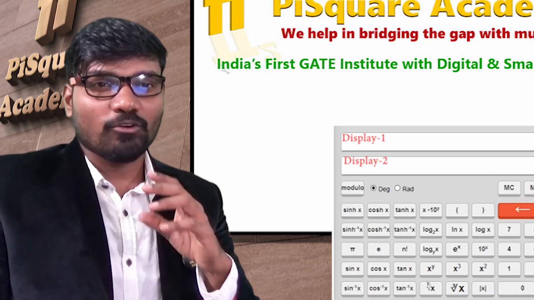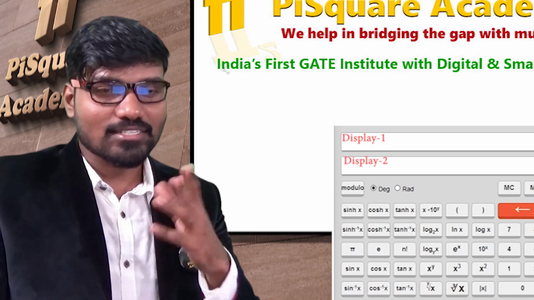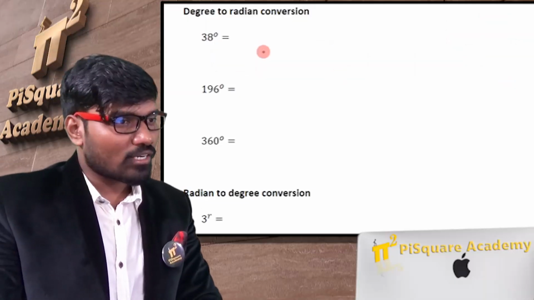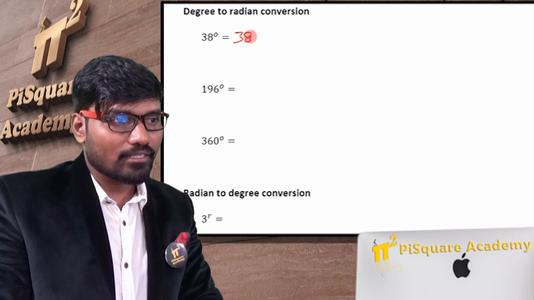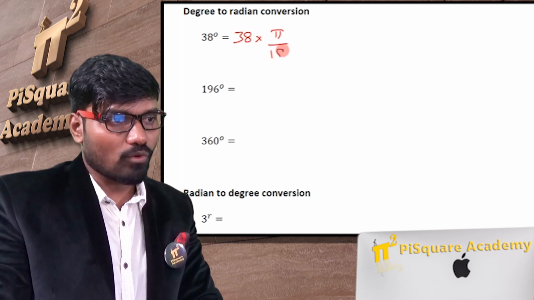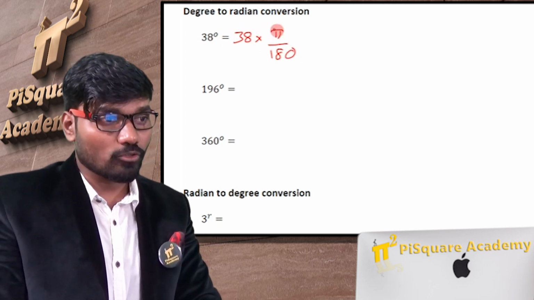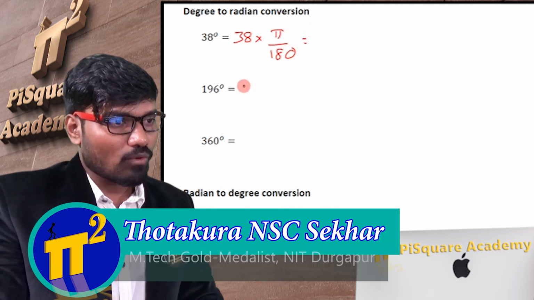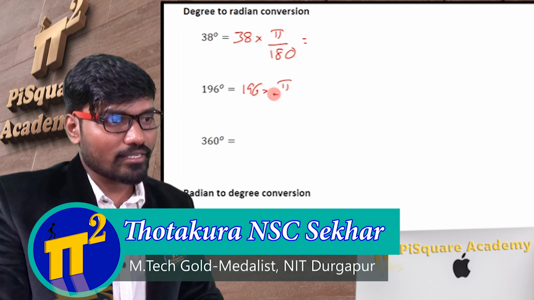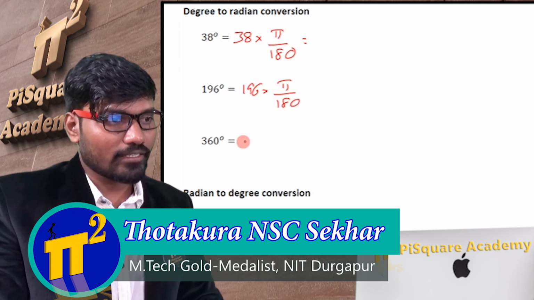Most of the students don't know how to use this memory function effectively. Let's see the uses of it. Suppose I want to convert 38 degrees into radians. Normally, how do I do it? 38 into pi by 180. This is simple mathematics. I told you, you should have basic mathematical knowledge. This is in radians: 196 into radians means into pi by 180.